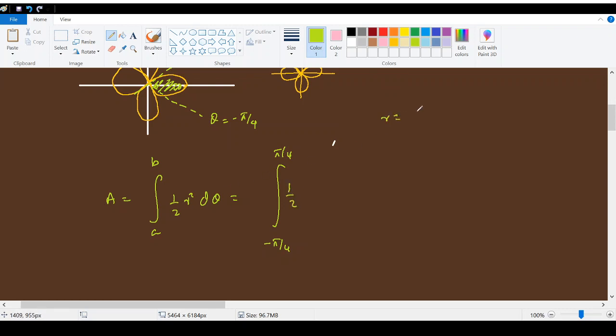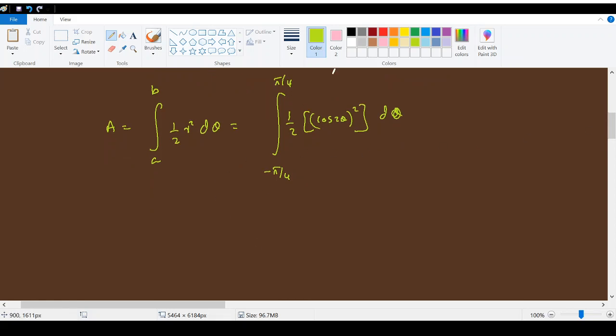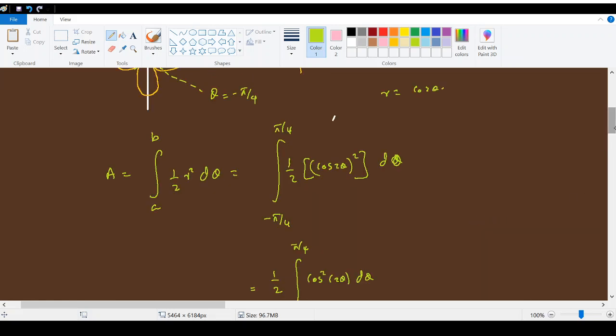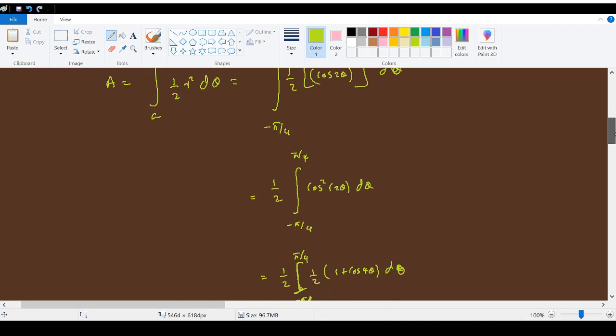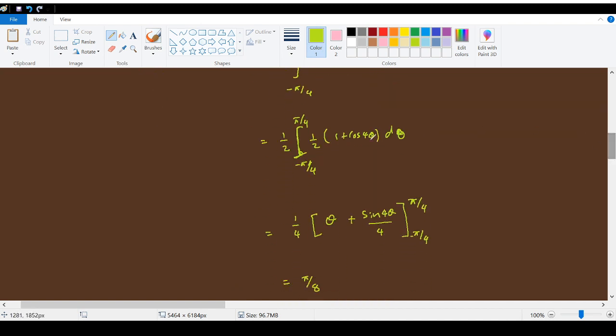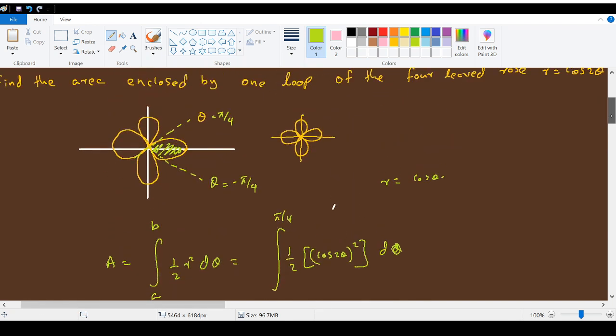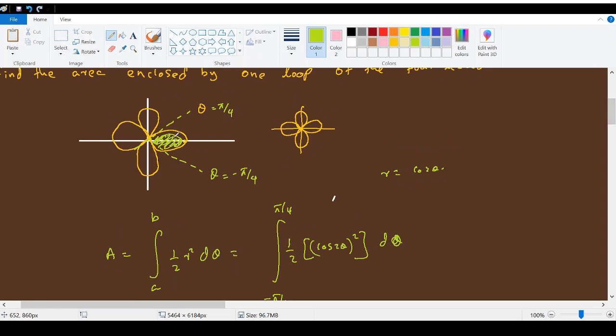R is represented as cos 2 theta, therefore r squared will be cos 2 theta all squared, and d theta. So this is just a simple integral where we can use integral techniques to find the answer. You just square the terms, use the double angle formula, and then directly evaluate the limits. So you will get pi over 8 as the answer. That means the area of this portion will be equal to pi over 8 square units.